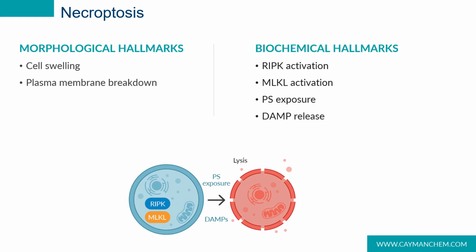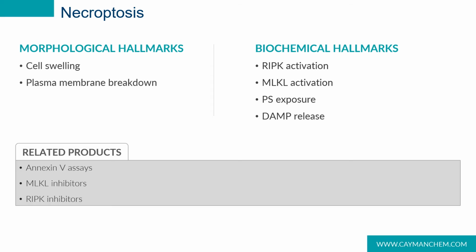However, at the molecular level, during necroptosis, there is activation of RIPK and subsequent activation of MLKL. Cells undergoing necroptosis expose phosphatidylserine on the outer leaflet of plasma membrane similar to the apoptotic cells. When the plasma membrane of these cells start breaking down, they release danger-associated molecular patterns or DAMPs, triggering inflammation. In addition to annexin V assays used to probe for phosphatidylserine exposure, Cayman also offers MLKL and RIPK inhibitors to help researchers study necroptosis.